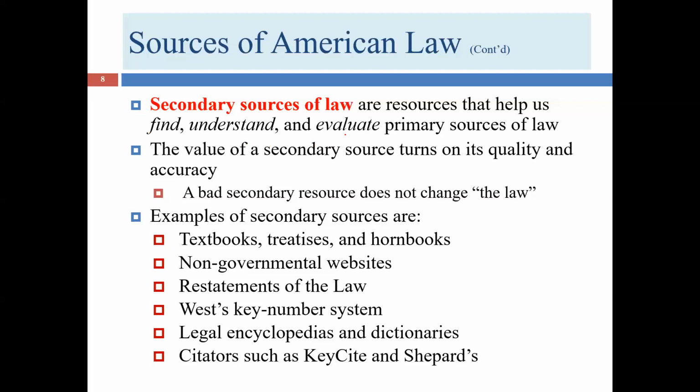But at the end of the day, when it comes time to cite the material, in most cases, you're going to rely upon the primary sources. So I wouldn't say primary sources are better or more important than secondary sources. I would say they each have a really important role in this process. And especially when you're learning about the law, secondary sources are really, really helpful.